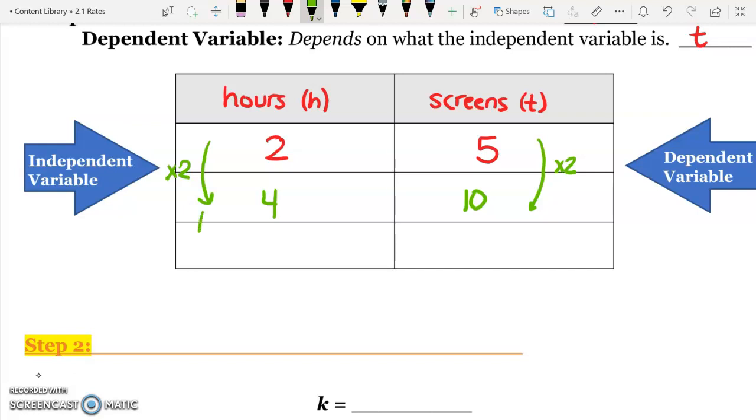And then we could do it one more time just to fill in the last row on our table. Maybe we want to multiply by 3 this time. So that tells us in 12 hours, which would be a long shift, but it could happen, this technician should be able to repair 30 screens, right? Because we're going to multiply by 3.